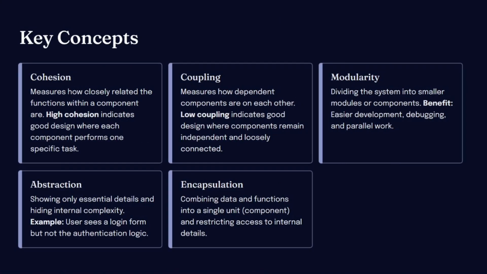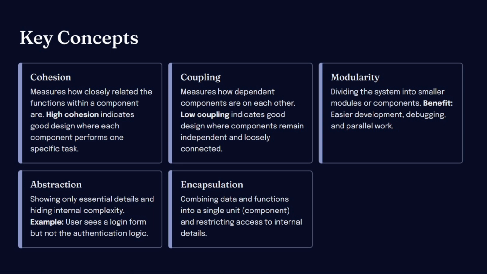Here are some of the key concepts that we need to understand while learning component level design. These are some of the important terms. The first one is cohesion. It measures how closely related the functions within a component are. So high cohesion indicates good design, where each component performs one specific task. The second one is coupling. It measures how dependent components are on each other. So low coupling indicates good design. Low coupling means the components remain independent and loosely connected.